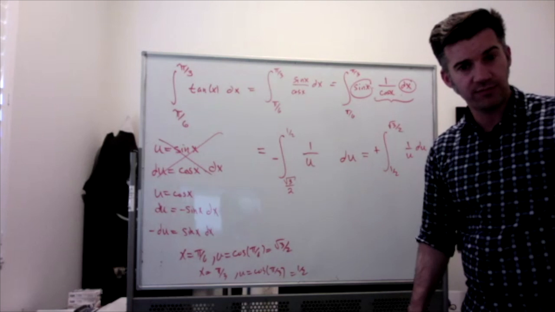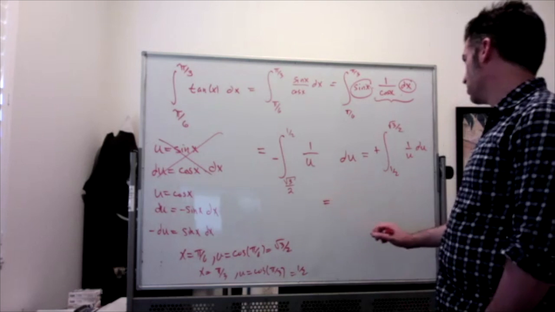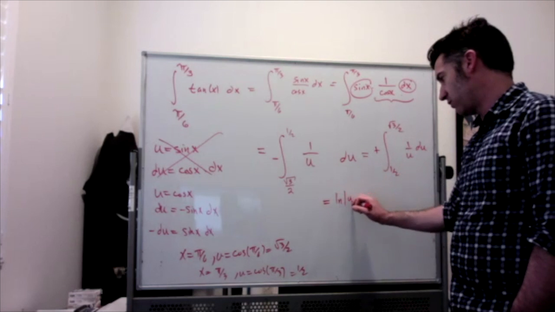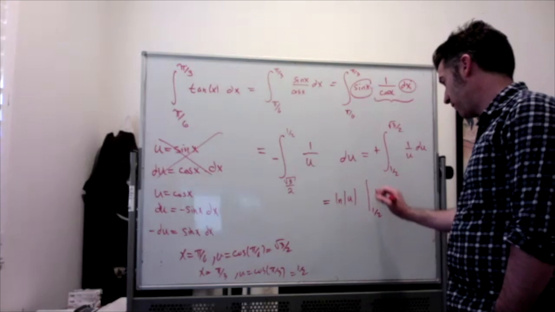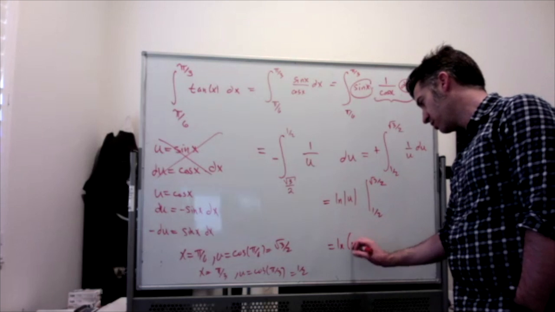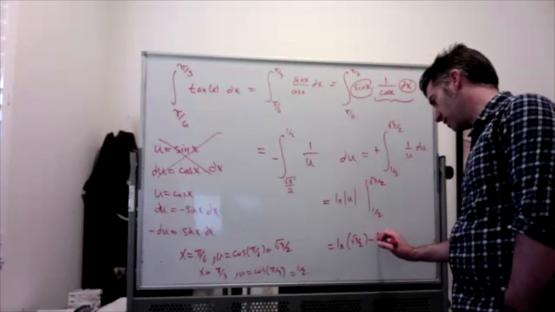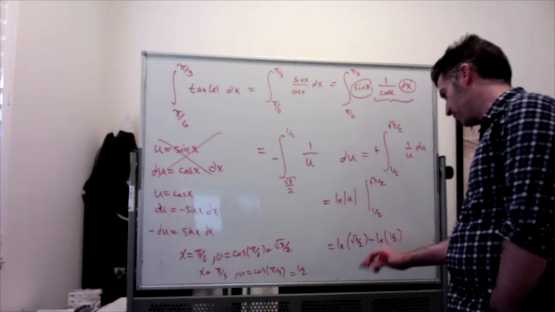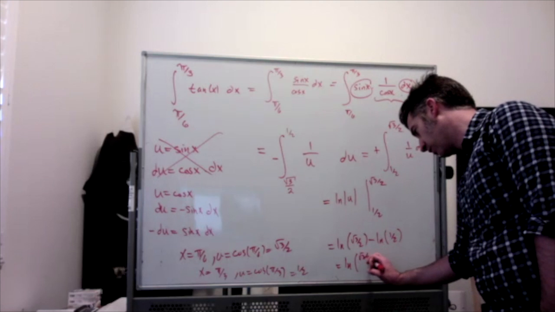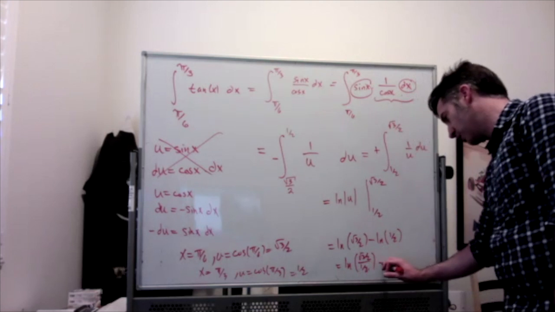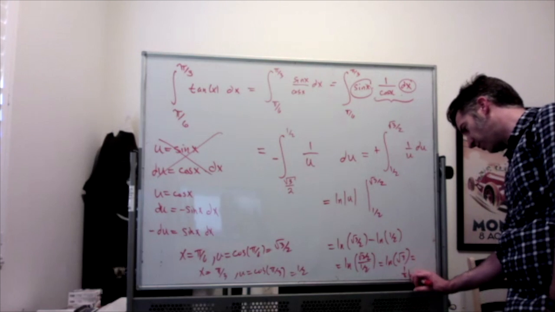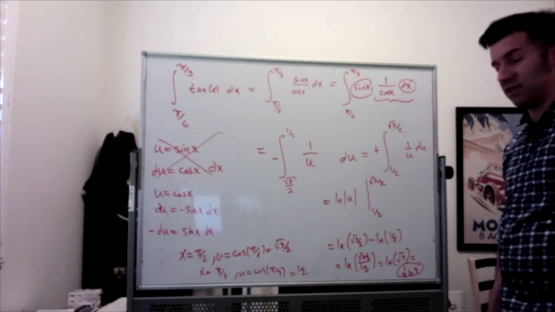How about that? So then this is equal to the antiderivative, 1 over u is the natural log of the absolute value of u, from 1/2 to root 3 over 2, which is the natural log of square root of 3 over 2 minus the natural log of 1/2. If you combine those, you can write that as the natural log of the square root of 3 over 2 over 1/2, which is just the natural log of the square root of 3, which is just 1/2 natural log of 3. You really want to make it as simple as possible.